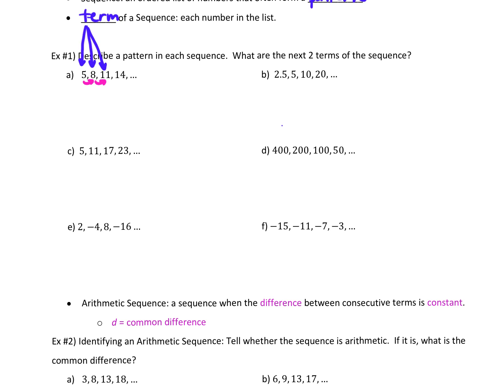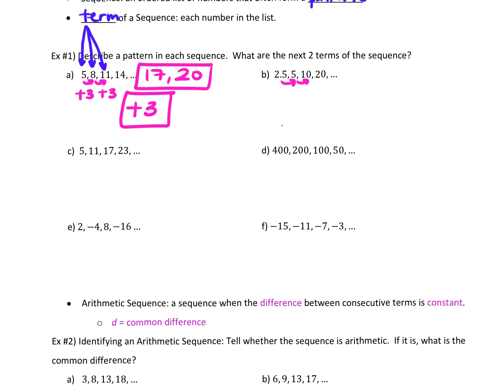Okay, so the idea is, how do I get to the next term? So if I'm at 5, to get to 8, and then to 11, and then to 14, what is happening? You are adding 3 each time, which means your next term is what? 17, and the one after that? 20. Okay, so those are the next two terms, and then the pattern is plus 3.